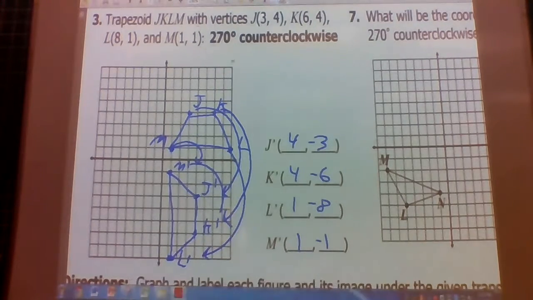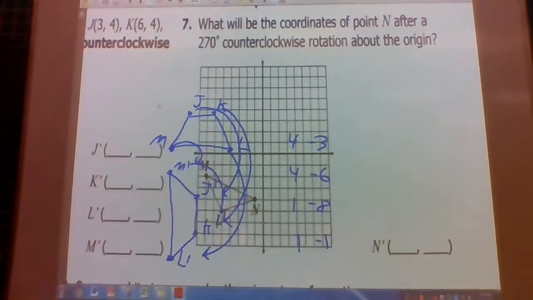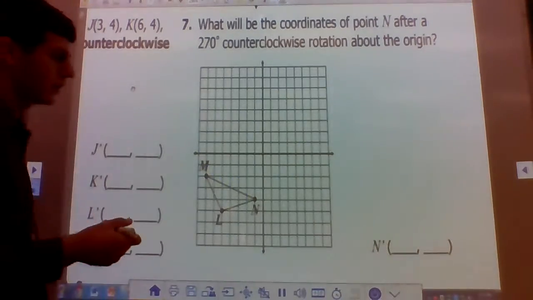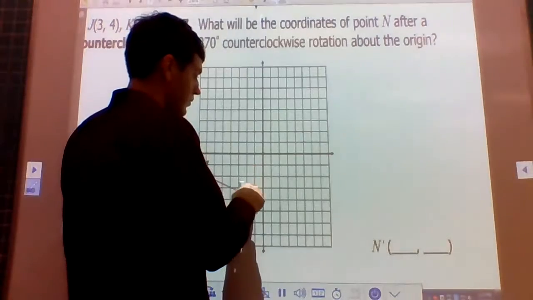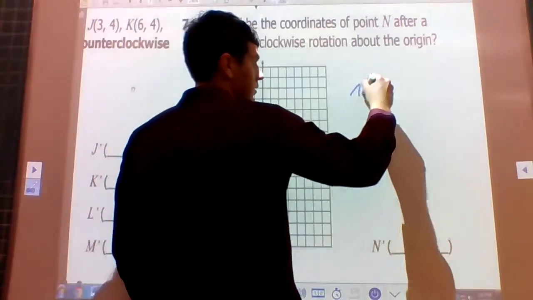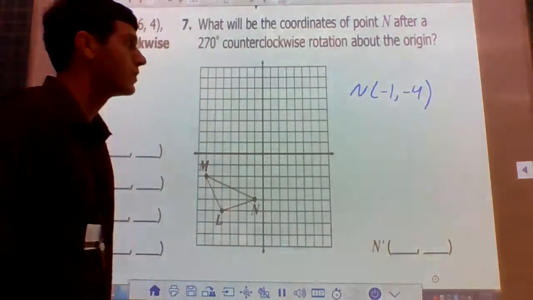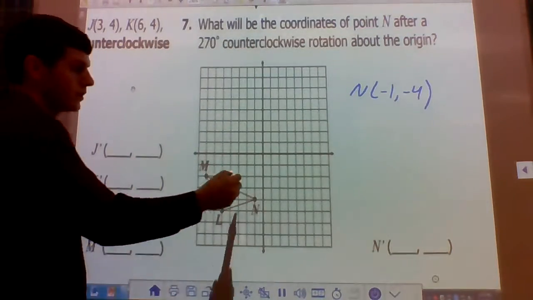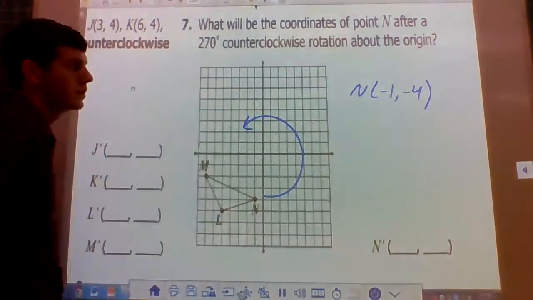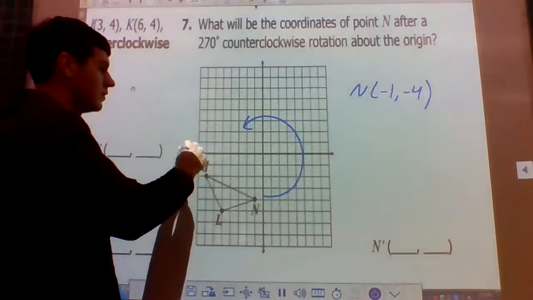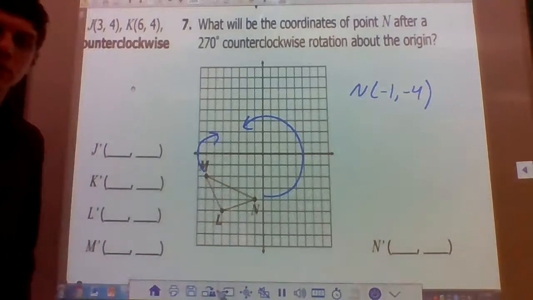Okay, the fourth one here is another 270-degree counterclockwise rotation, but we just want to know n. So the one thing we want to do is write down n. So n is negative 1, 4. Okay, we want to do a 270-degree rotation. So 270 degrees is going to put us in quadrant 2, or we could do 90 the other way, which is going to put us in quadrant 2.